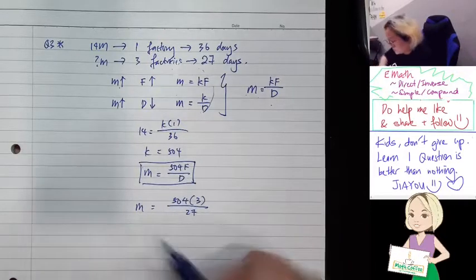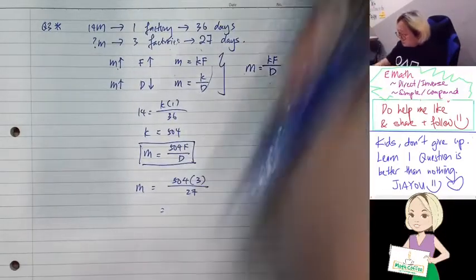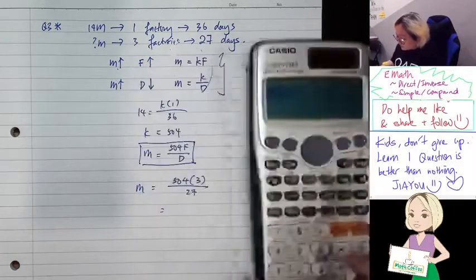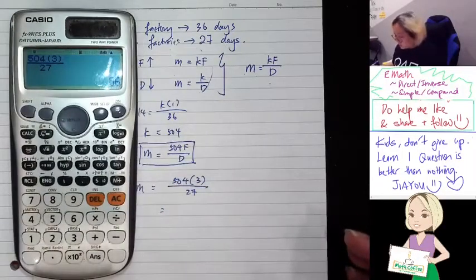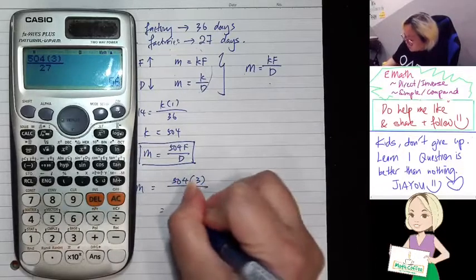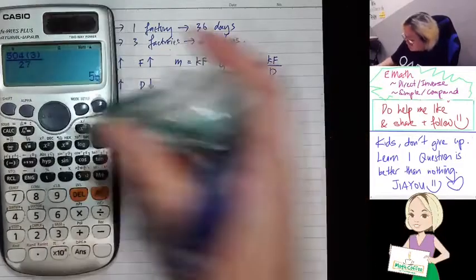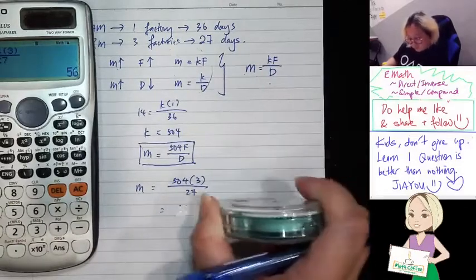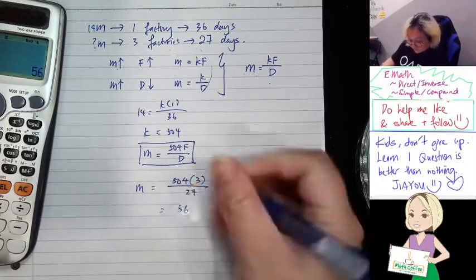And then after that, I have 504 times 3 over 27. So it takes 56. Also 56? Why? Did I write something wrong? Also 56, oh, so lucky. Ah, this one is 56 men.